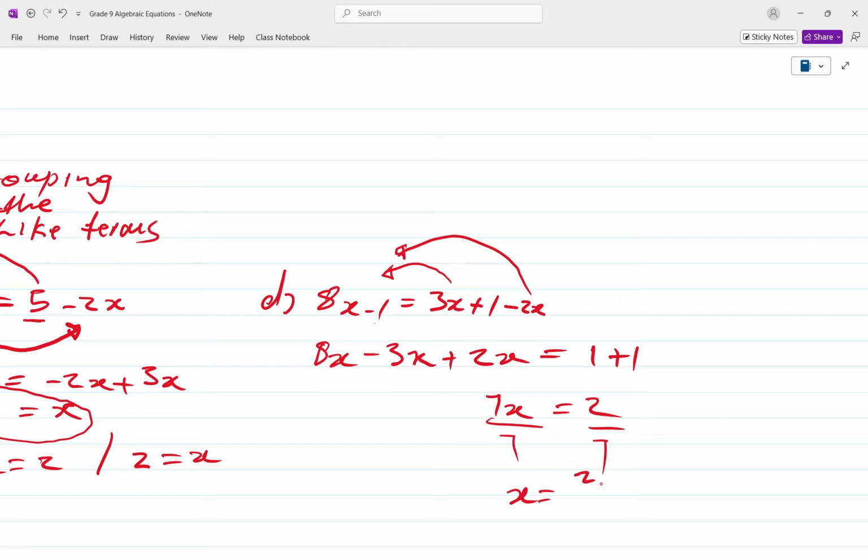The value of x will be 2 over 7, because this 7 and that 7, they went out. Where did they go? I don't know. Maybe they went to school. So yeah, that's it about the introduction of algebraic expressions.